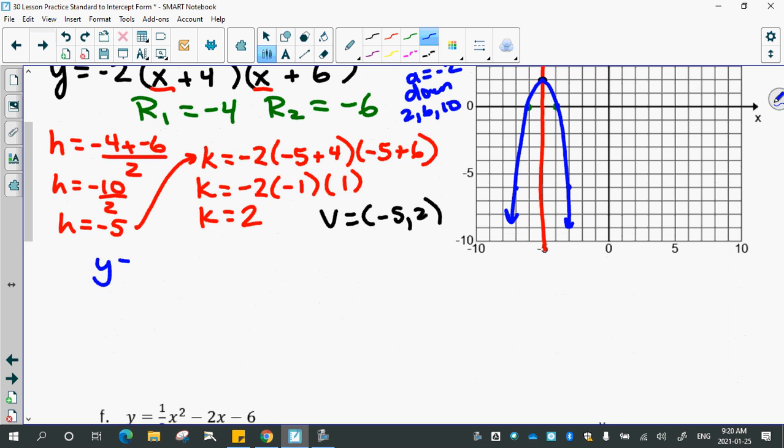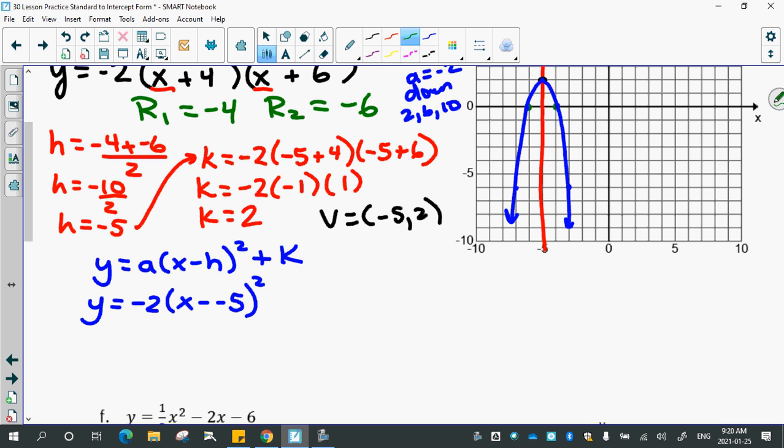So that follows this general formula. In our case, our a was -2, h was -5, so it would be x minus -5 squared. So we would change that to +5. And then k was +2.